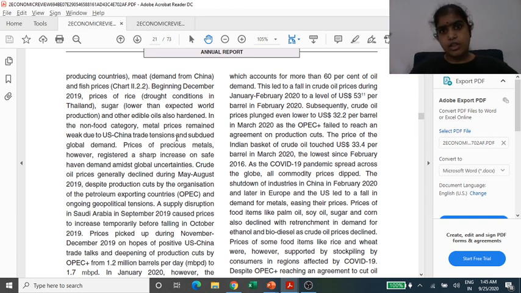Yes, there was tension in America-China trade. There was a trade war between America and China. Because of that, the metal prices remained weak.